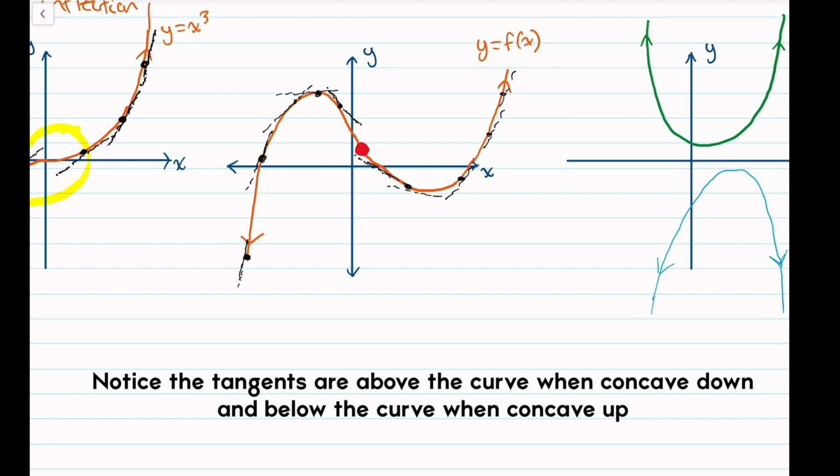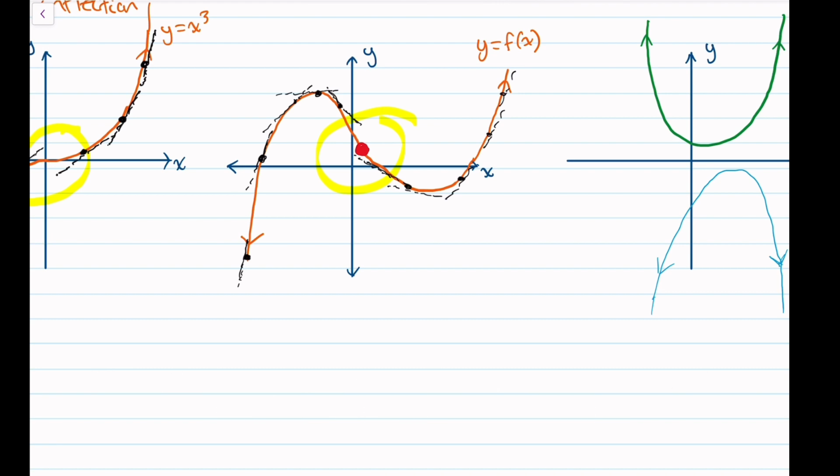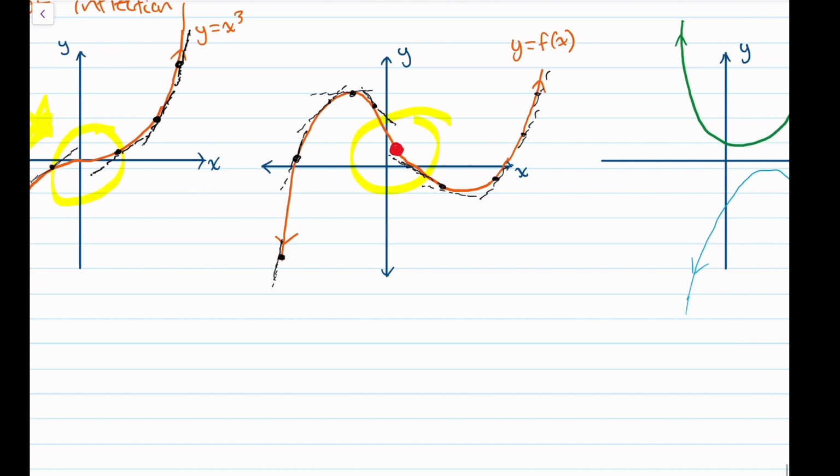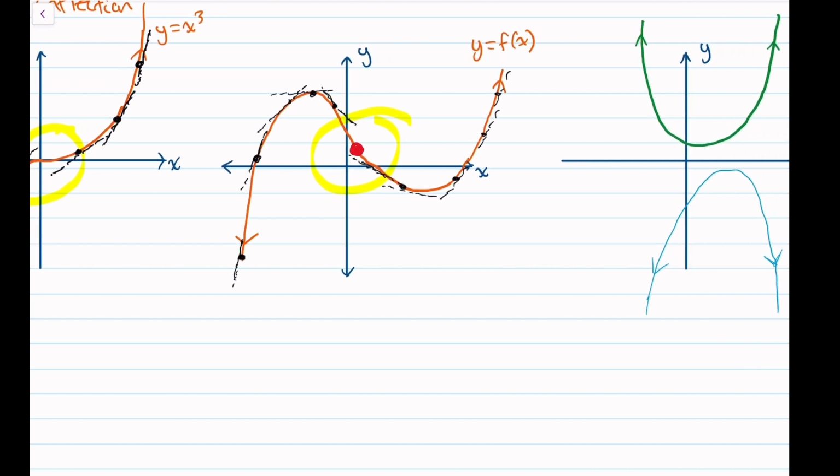So this point here is where the concavity changes. That's also a point of inflection. Notice these 2 points look very different. One's a stationary point, the other's not a stationary point, but they are both considered points of inflection.